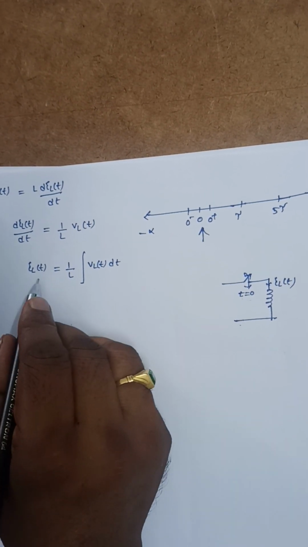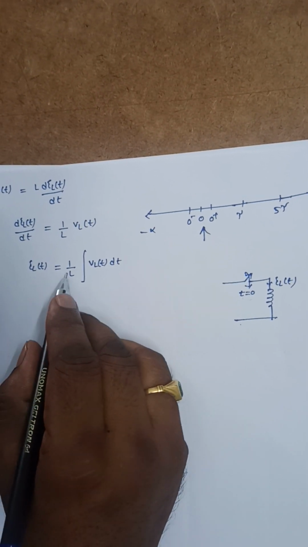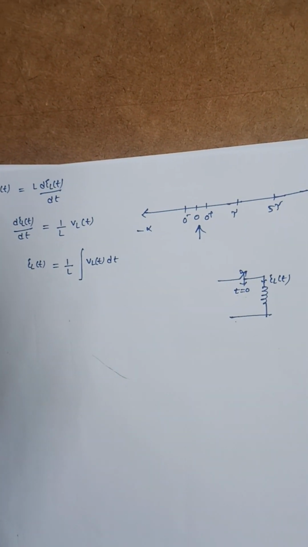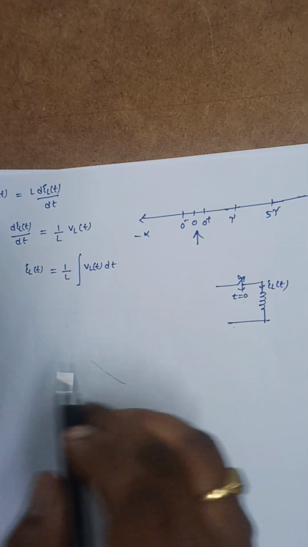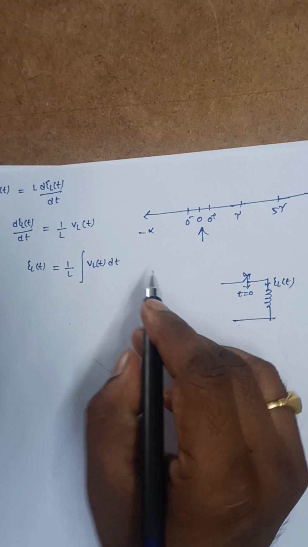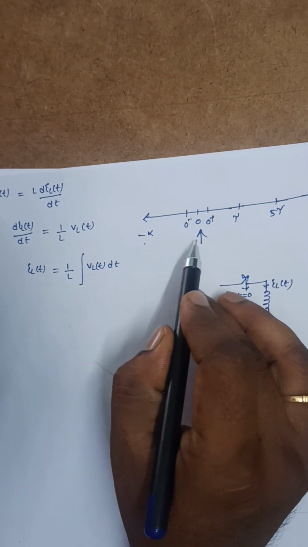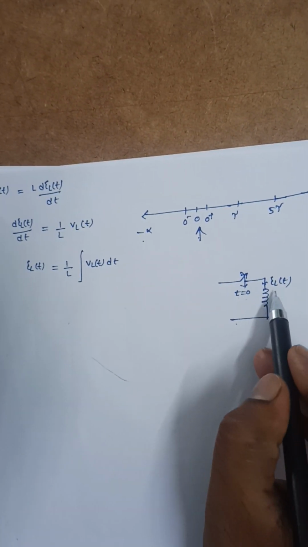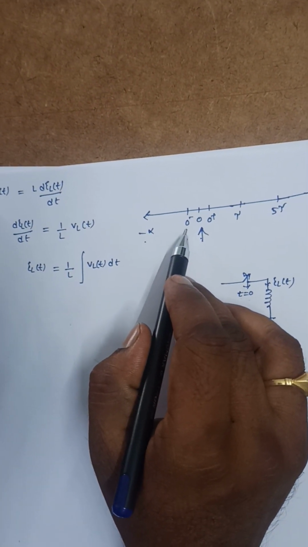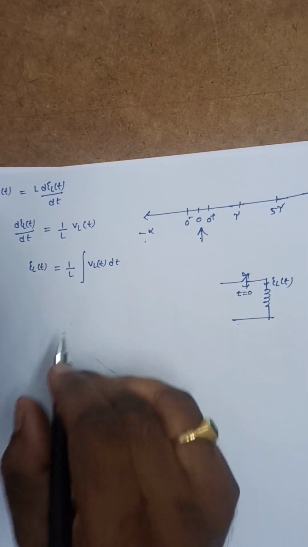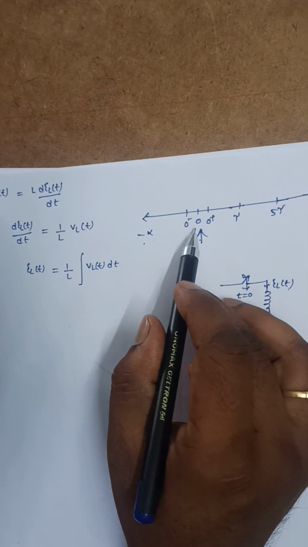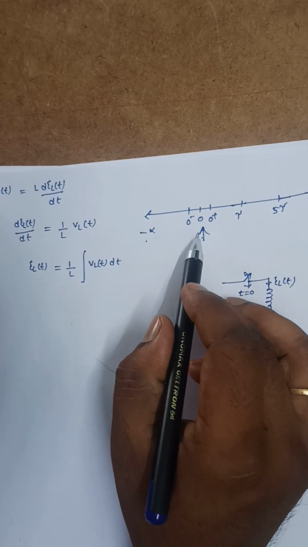So for that, I am finding this expression here: iL of t is equal to 1 by L into integral vL of t dt. The limits I need to consider here include the initial conditions also. Initial conditions means from minus infinity to 0, it is having some current. Let us take at t is equal to 0 minus, the current flowing through the inductor is I naught amperes. From minus infinity to 0 minus, it is having the current as I naught amperes, the initial current.